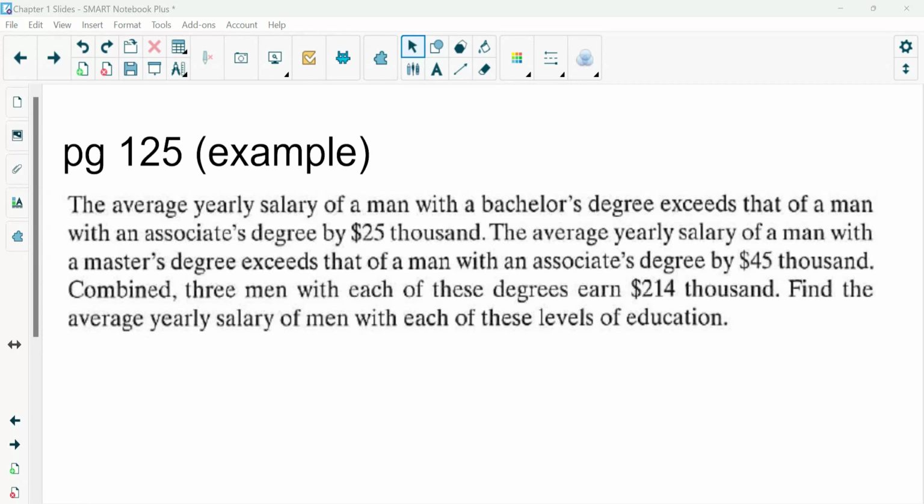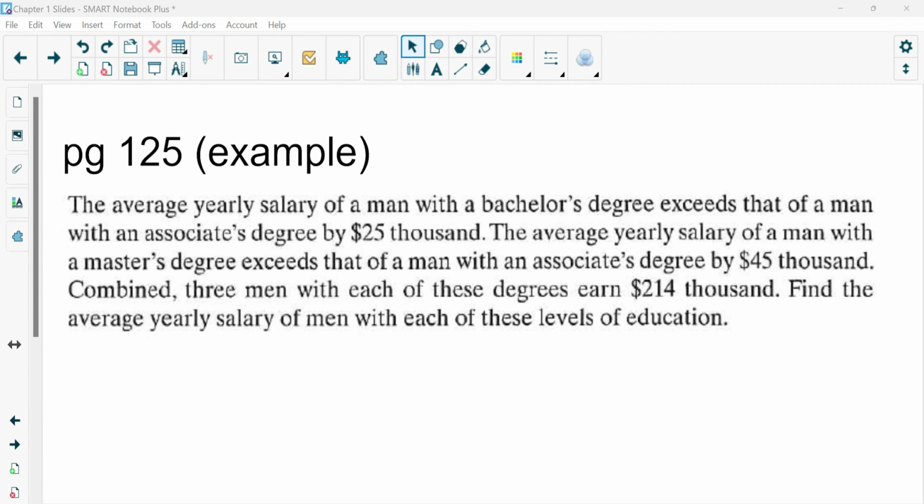So as we're looking at this problem, the average yearly salary of a man with a bachelor's degree exceeds that of a man with an associate's degree by 25,000. And then the average yearly salary of a man with a master's degree exceeds that of a man with an associate's by 45,000. Combined, three men with each of these degrees earn 214,000. Find the average salary of men with each of these levels of education.